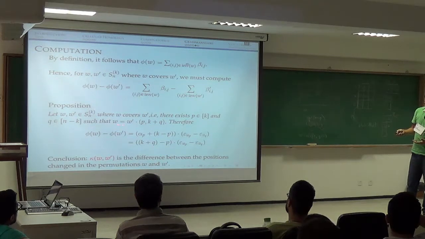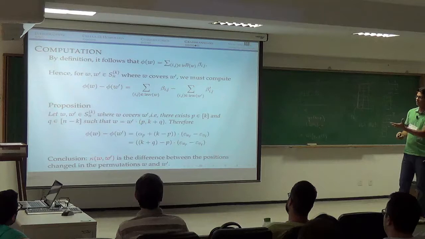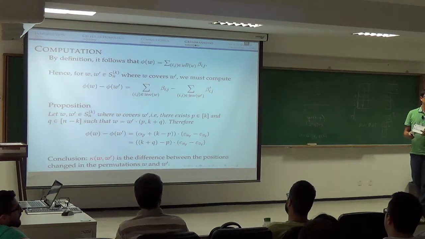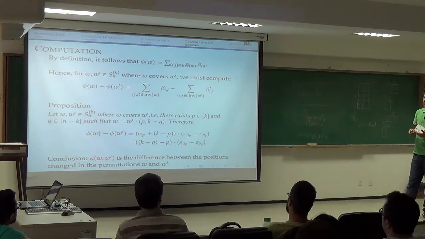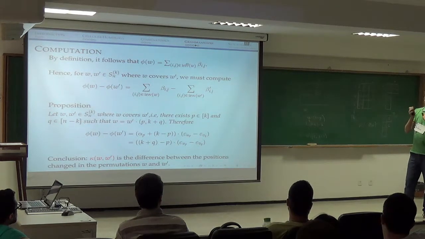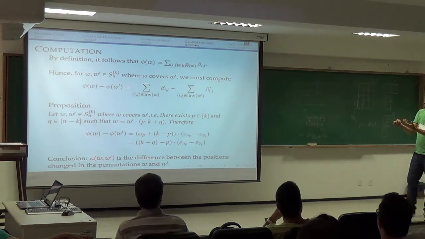So the main proposition is that if you have a covering relation from W to W prime, which is obtained in this way, then phi of W minus phi of W prime is indeed the difference between the positions, k minus q minus p. Okay. And what is important here is that indeed kappa is the difference between the positions changing in the permutation. Okay, this shows something interesting and different for us: to look at the permutation and observe the positions that are changed, not only on the diagram, but now we can look only at the permutation.